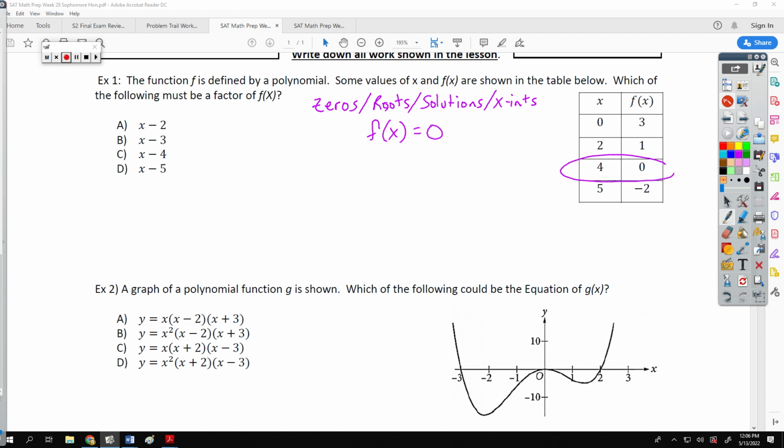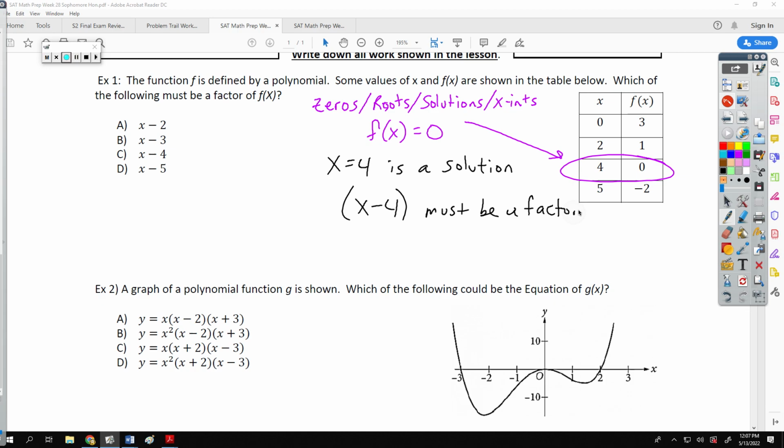So if we look at the table, we have one point where f of x equals 0, when x equals 4. We have ourselves a solution, a root, a zero, an x-intercept. Remember that means that x minus 4 must be a factor. So our answer here should be C. X minus 4 has to be a factor of f of x. Now there could very well be other factors, but that's the only one shown in that particular table.